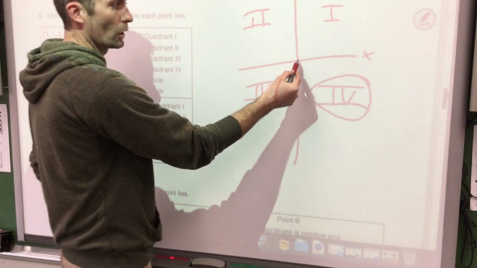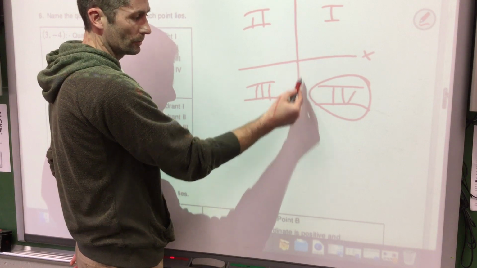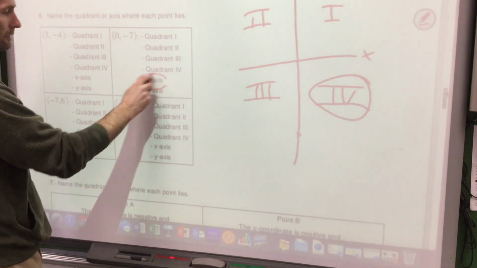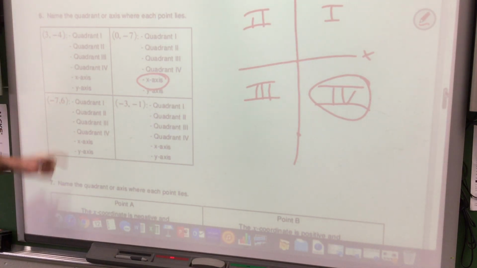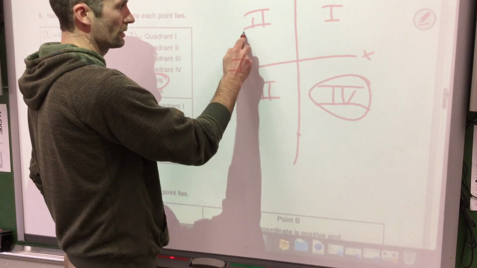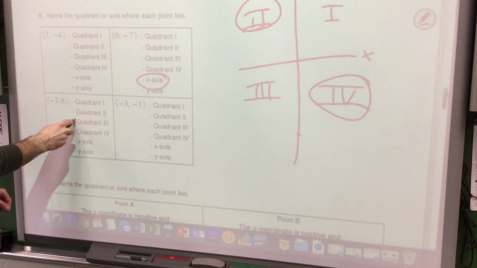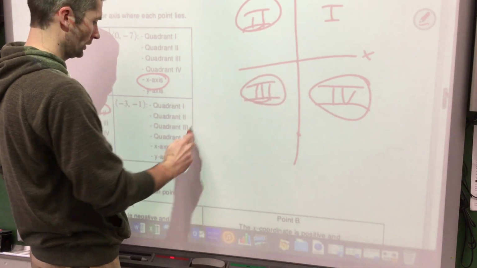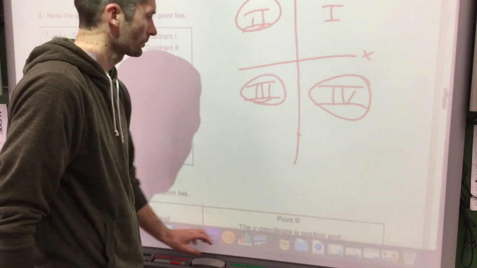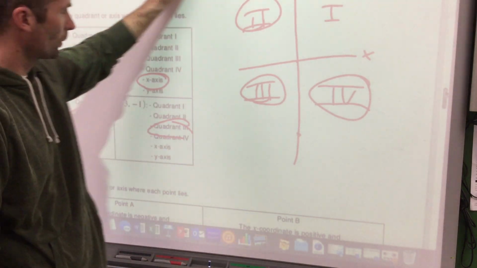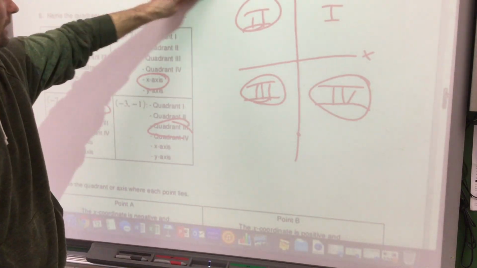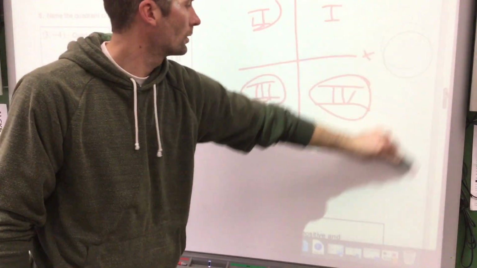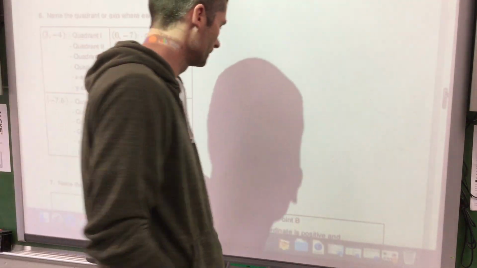0, negative 7. I'm going over 0, so I'm not moving anywhere. Then I'm going down, negative 7. So this is on my y-axis. Negative 7, 6. So I'm going negative 7, 6, quadrant 2. Negative 3, negative 1. Negative 3, negative 1, quadrant 3. I suspect the x and y-axis is what's going to mess most people up on that topic. So pay close attention to which line you should be on.